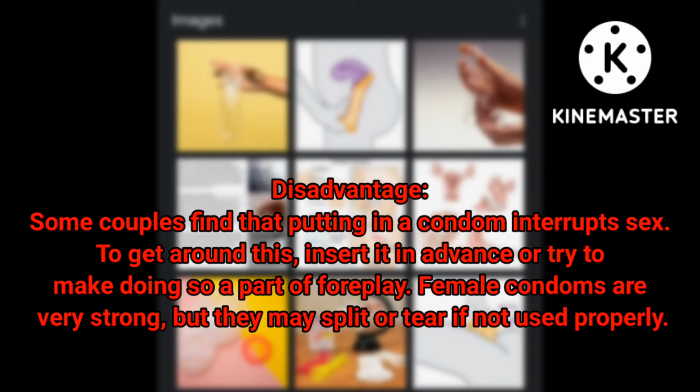Disadvantage: some couples find that putting in a condom interrupts sex. To get around this, insert it in advance or try to make doing so a part of foreplay. Female condoms are very strong, but they may split or tear if not used properly.